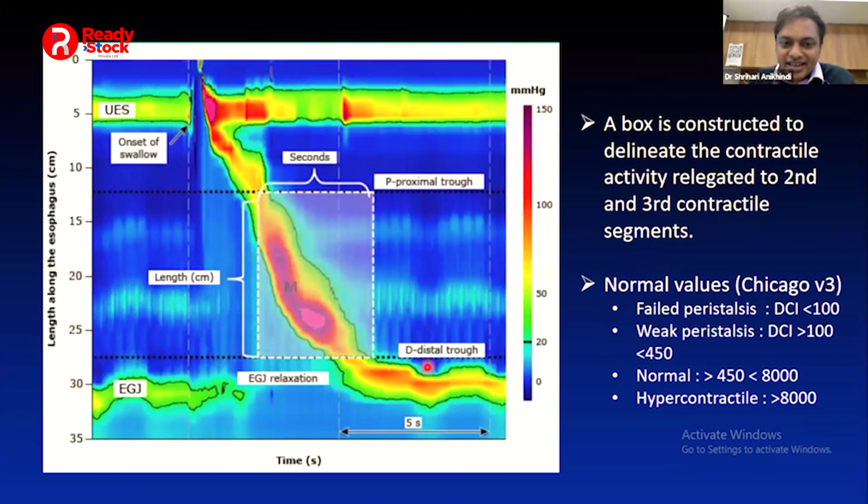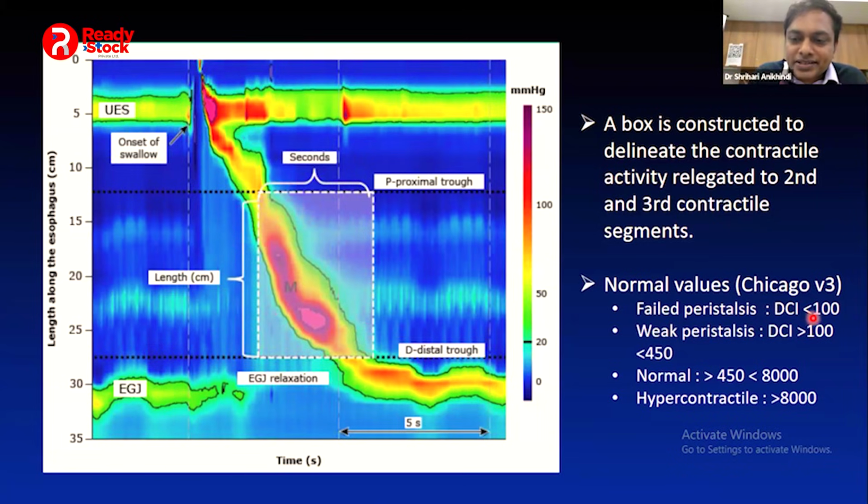So when a DCI is being calculated, what the machine usually does, it's an automated software-derived metric. You don't have to do it physically. The machine generates a box like this, which involves the distal two-thirds of the esophagus, that is the smooth muscle part, and this box is deriving this metric. Basically, it's a composite of the amplitude, the length, and the time of contraction.